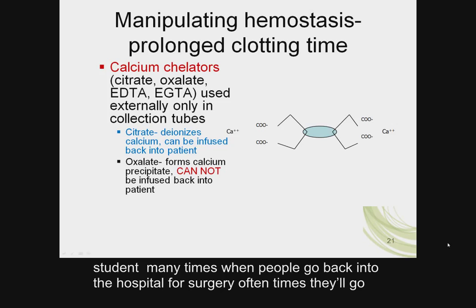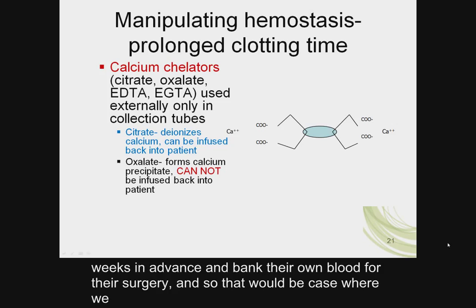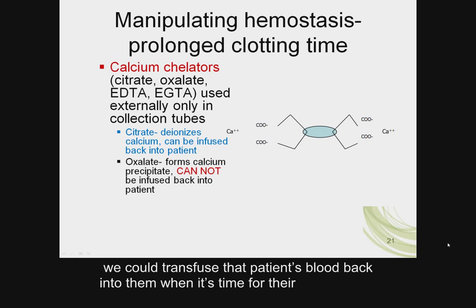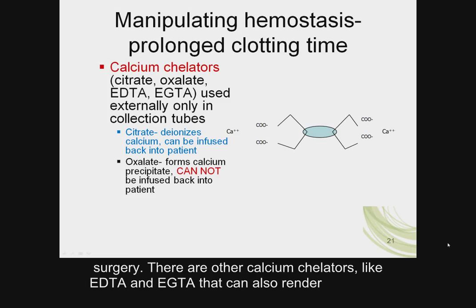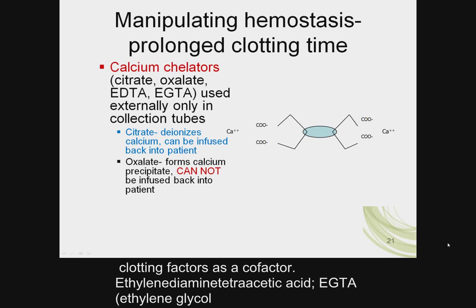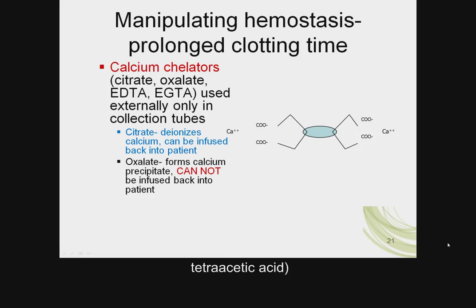So I explained to the student many times when people go back into the hospital, maybe for elective surgery, oftentimes they'll go weeks in advance and bank their own blood for the surgery. And so that would be a case where we could use citrate to deionize the calcium, making it an ineffective cofactor. And then we could transfuse the patient's blood back into them when it's time for their surgery. There are other calcium chelators like EDTA and EGTA that can also render calcium inactive. And remember, calcium is factor 4 and is required by many of the clotting factors as a cofactor.